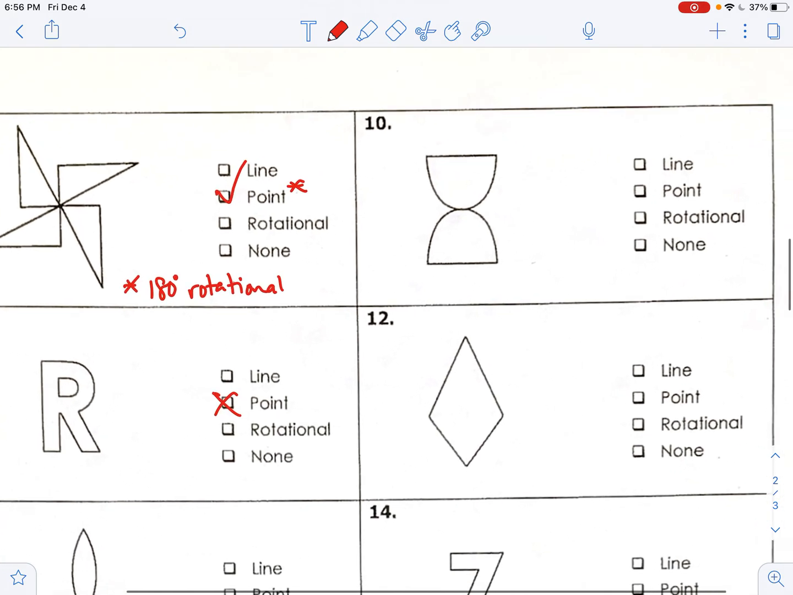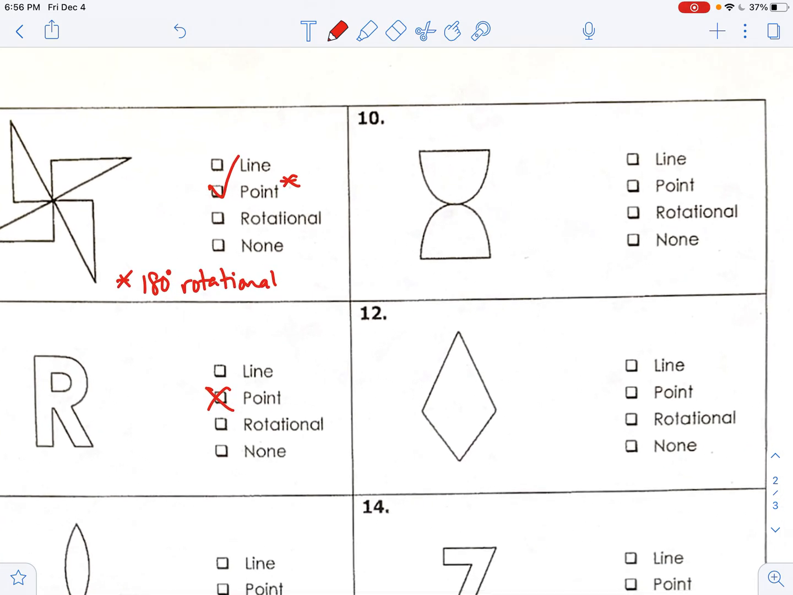Let's look at 10. If I flipped 10 upside down, would that look the same? Does this have 180 degrees of rotational symmetry? So if you flip your phone upside down or your device and it looks the same, that has point symmetry. This looks like it would look the same. You know, if I took this and I flipped it upside down, that's going to look exactly the same.